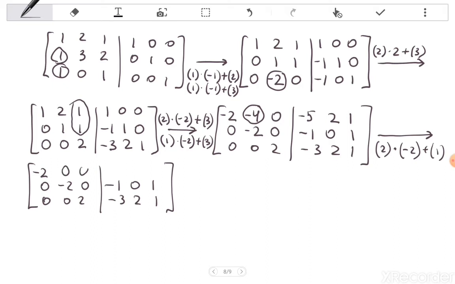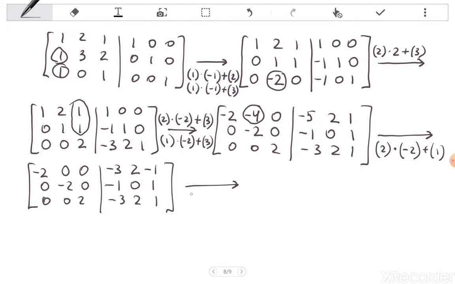Between two zeros we get 0. So 2 minus 5 will be minus 3. Here we have 2. Minus 2 plus 1 will be minus 1. So we are almost done, we almost get the identity matrix here. Only the problem is that we do not have ones here, but here we have minus 2, and 2.